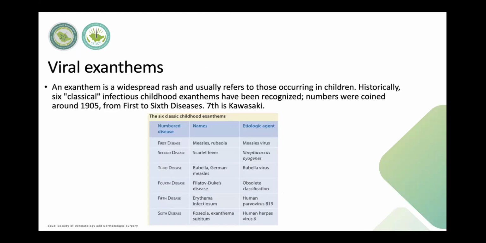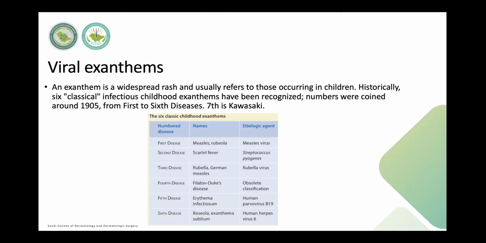So first, we start with viral exanthem. We hear a lot about viral exanthem. An exanthem means a widespread rash that could be macular or papular, usually referring to those occurring in children. Historically, there have been numerical names for these viral exanthems based on their discovery. So we usually hear about the 5th disease, 6th disease. That's basically the order in which they were discovered.